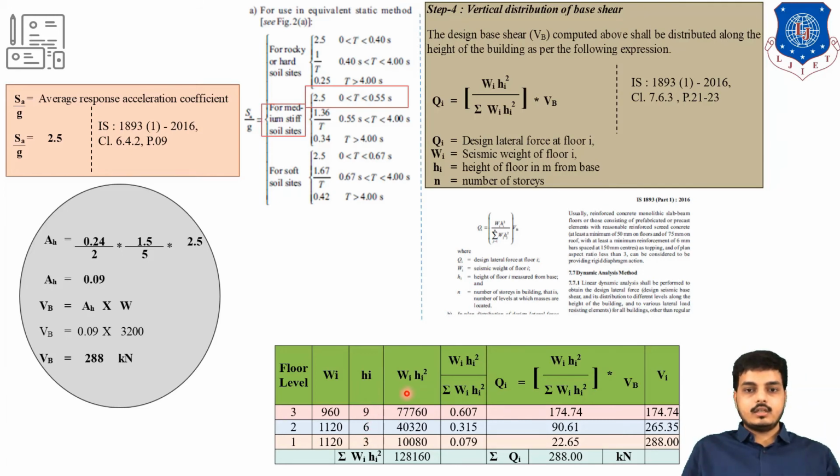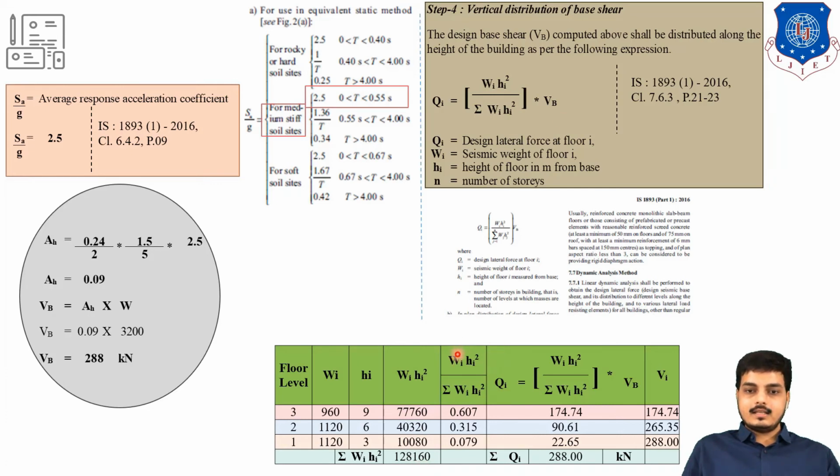Now just a simple calculation, Wi multiplied by Hi square. So 960 multiplied by 9 square, I am getting 77760. Similarly, we can find out these 3 values. Now we also require the summation of Wi Hi square. So the summation of these 3 values is coming out to be 128160.